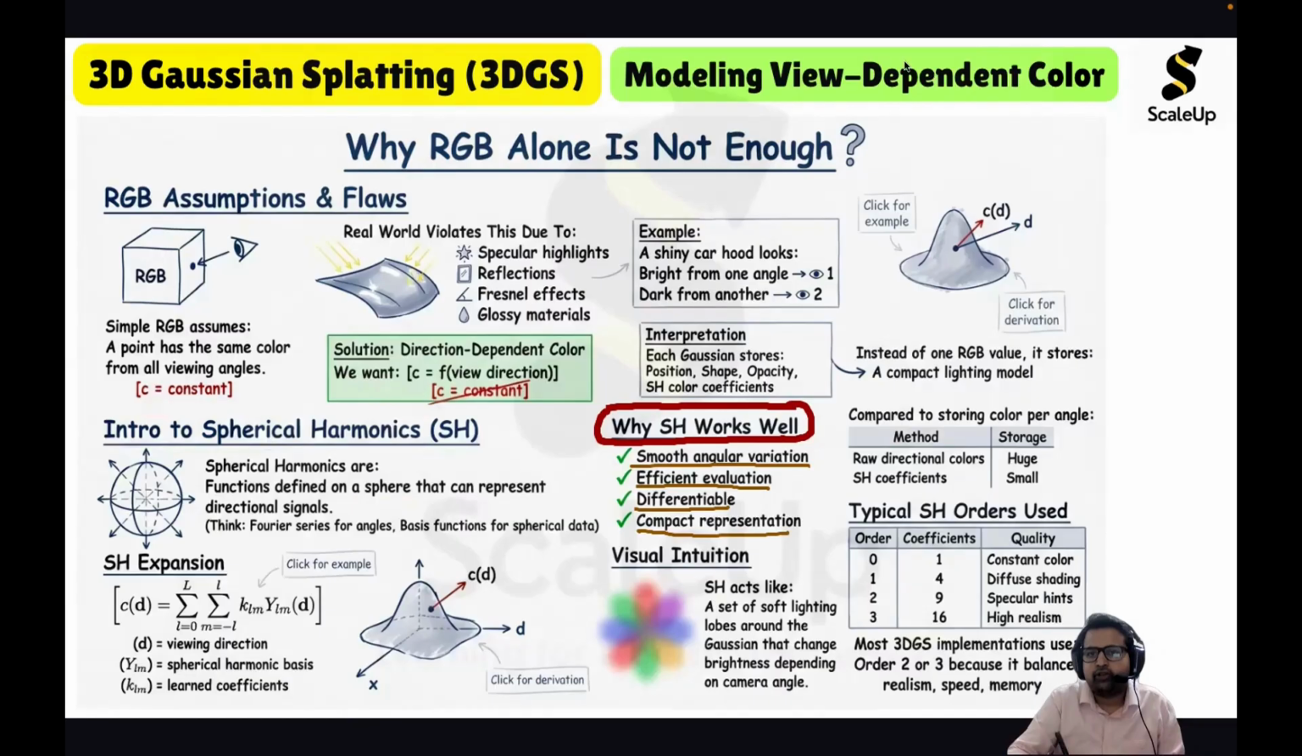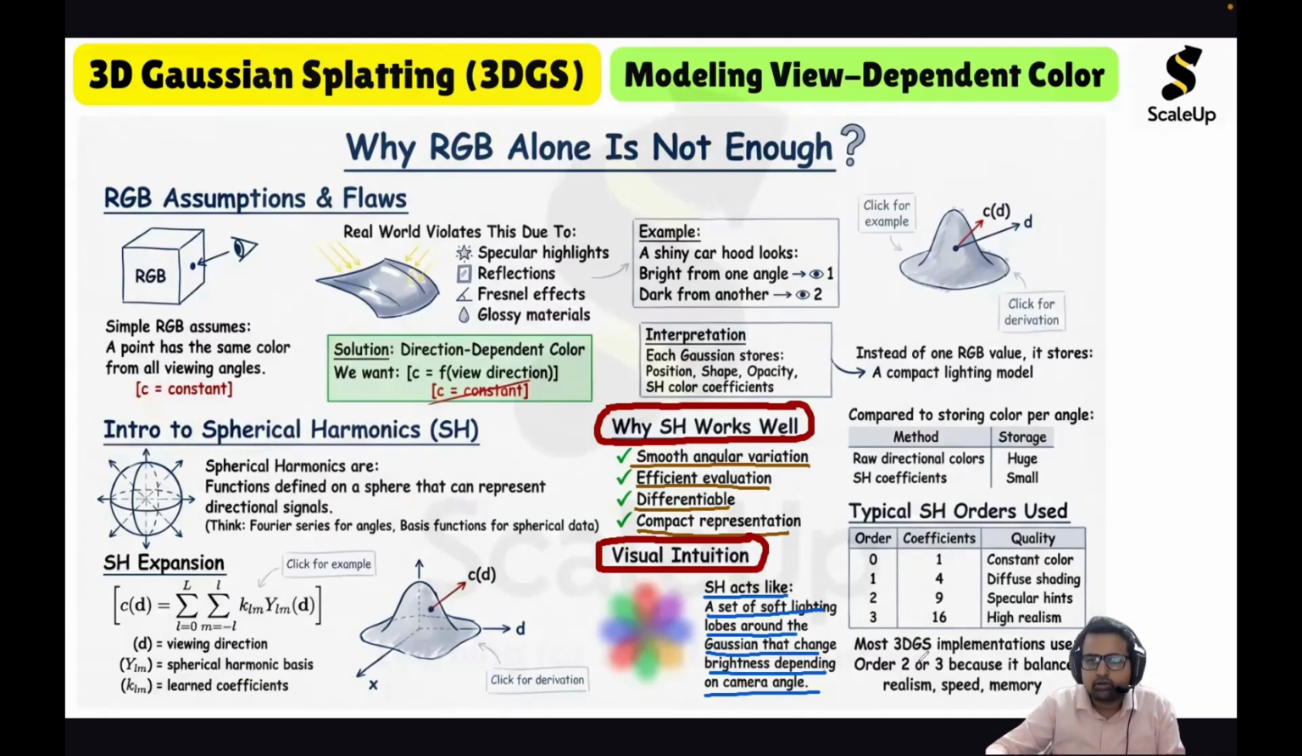So for visual intuition, spherical harmonics acts like a set of soft lighting lobes around the Gaussian that change brightness depending on camera angle. The beauty of it is that when you change the camera angle, the Gaussian's color will automatically change. Color means its brightness and the lighting conditions, and the color will also change accordingly. The shininess and all that. And that makes sense also.